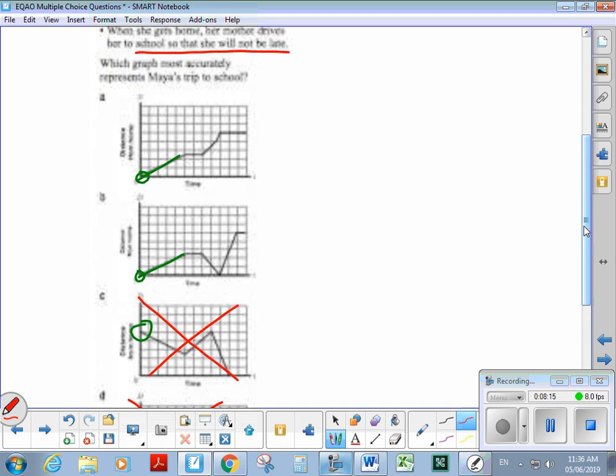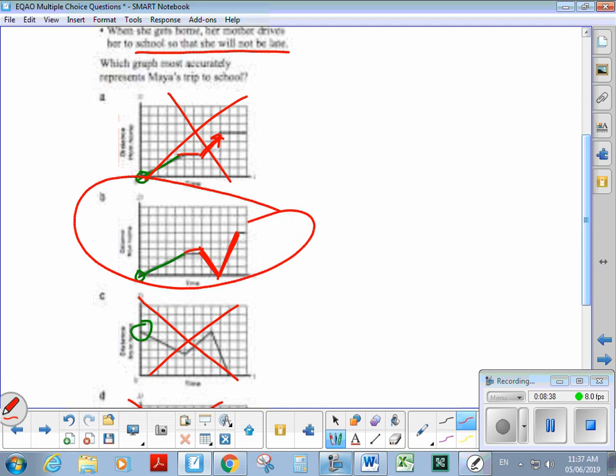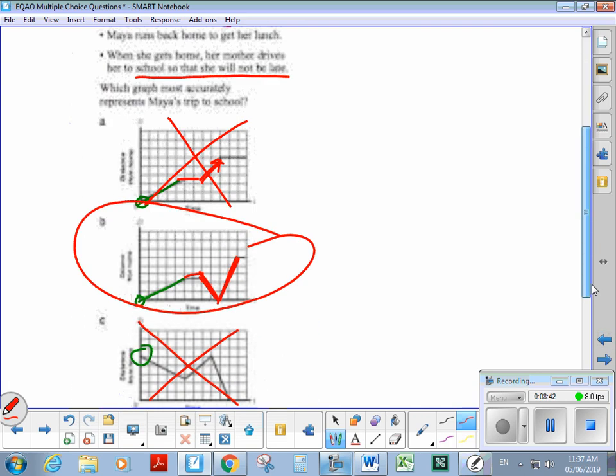So then we stayed for a while, and both of those represent staying. Then Maya went home. So which one represents going home? In A, we are going the wrong way. We do not know where home is in A, so that is not the correct answer. Here we have Maya going home and then getting driven to school. So if you had B for your answer, you are correct. Good job.